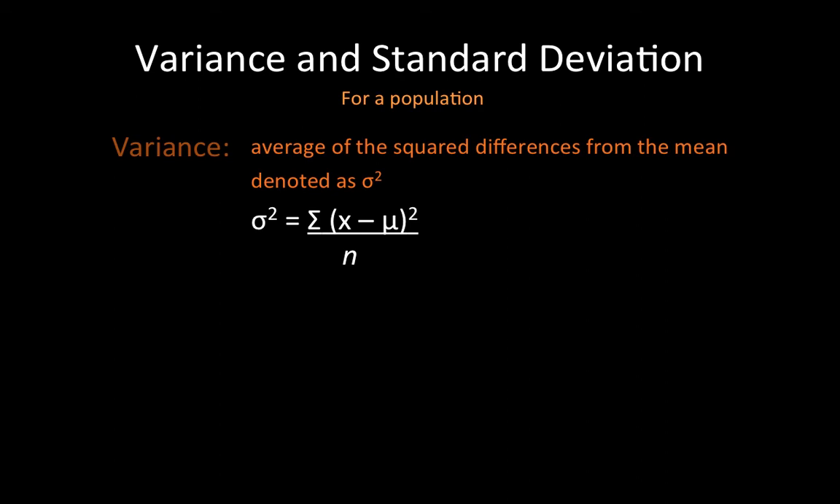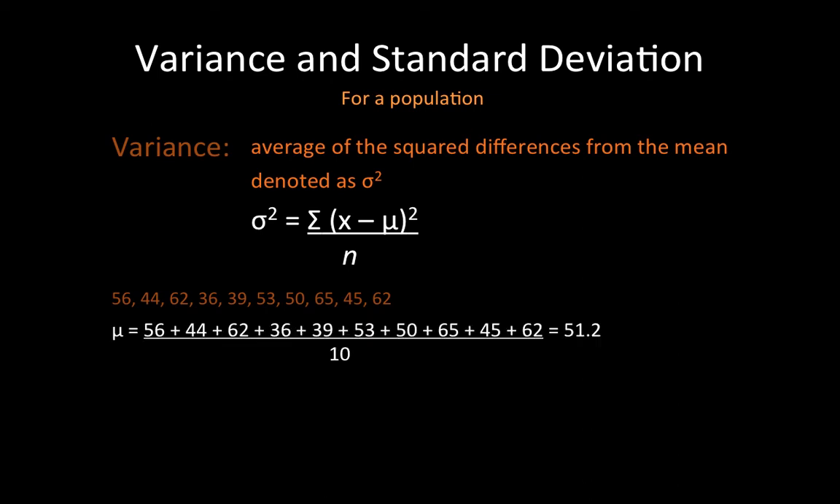So let's try to find the variance from this data, and let's assume that it is from a population. First, we have to find the population mean, or mu. We do this by adding up all the values and then dividing by how many values there are. And from what we calculated, we can tell that the population mean is equal to 51.2.